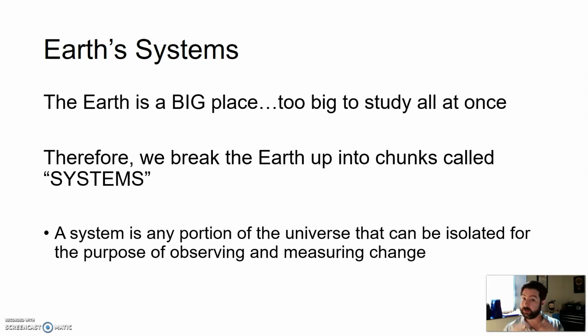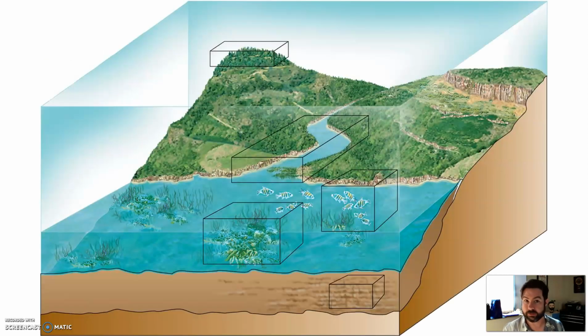So I could look at the whole Earth. I could look at just North America. I could look at just Arizona. I could just look at the surface of Arizona. I could just look at what's below the surface of Arizona. I could just look at Maricopa County. I could just look at Phoenix. I could just look at my little desk. The system is defined however I want it to be.